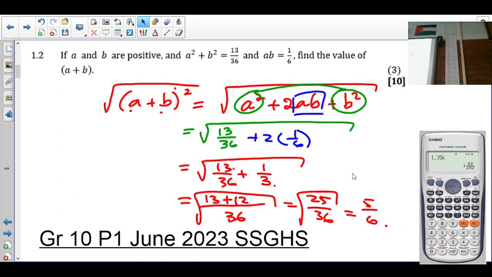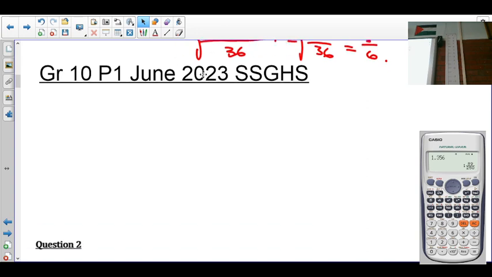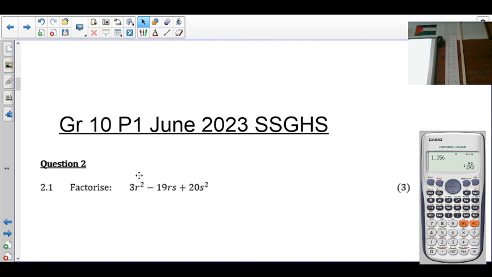Okay, in every exam, 15% of your paper should be of this type. So make it a habit of always looking out for these types of questions and trying something so that you can solve the question. People, let's look at the next question, which is question 2.